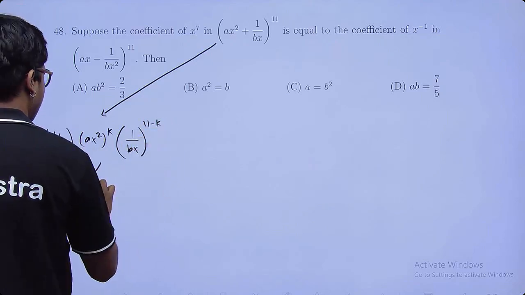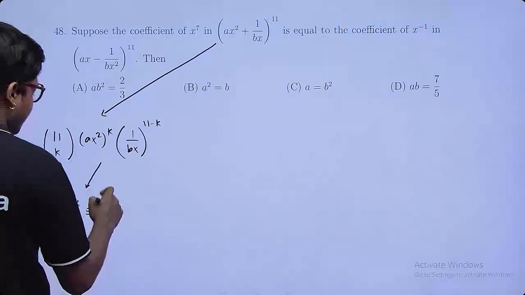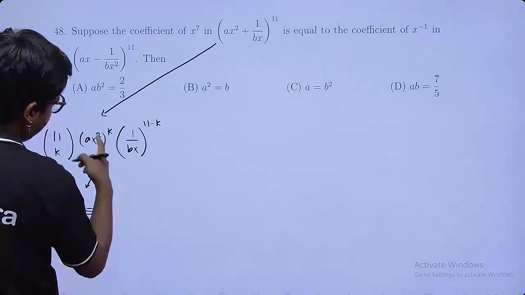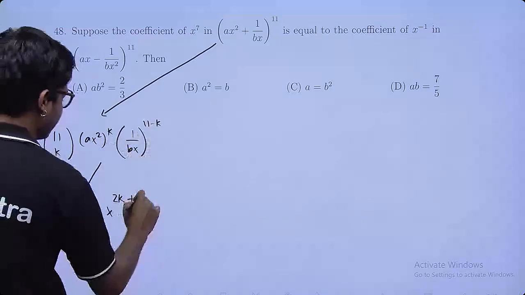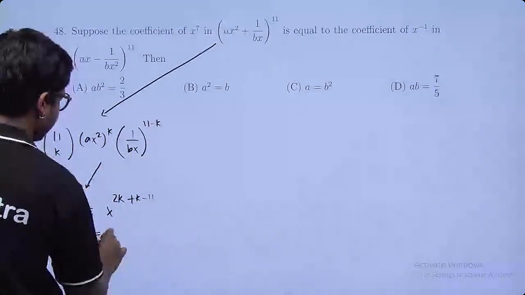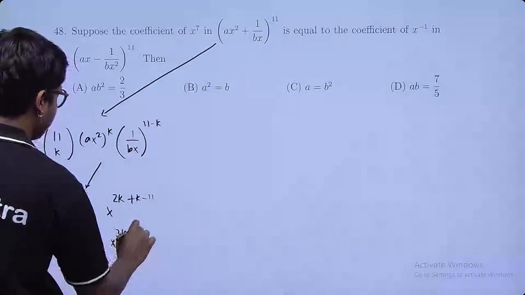So what is the coefficient of x to the power k in this turning out to be? X to the power k would be given by the power of this rather. So it's going to be x to the power 2k minus of 11 minus k, so plus k minus 11, right? So that is just x to the power 3k minus 11.